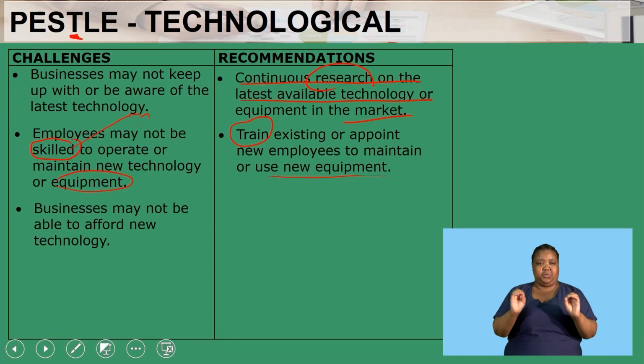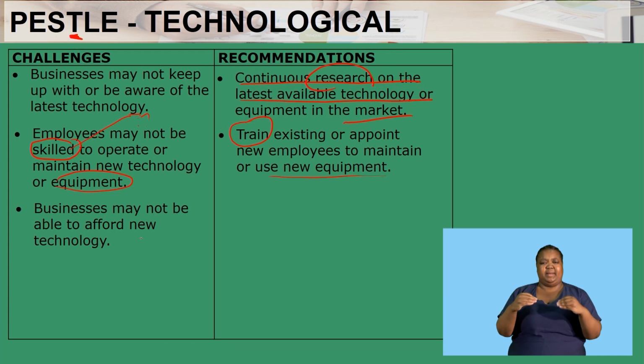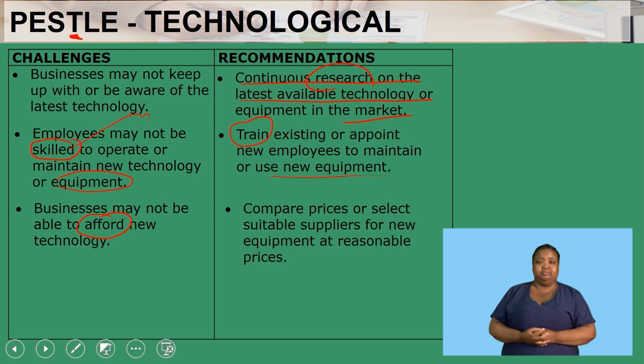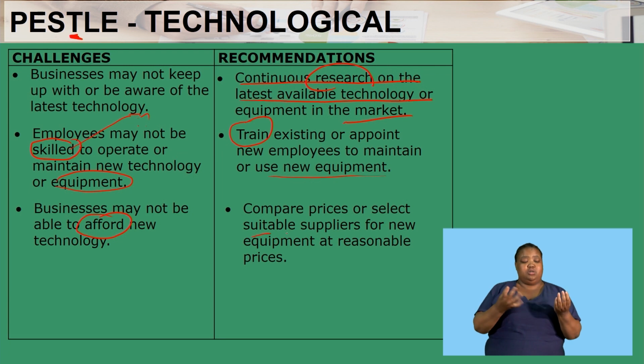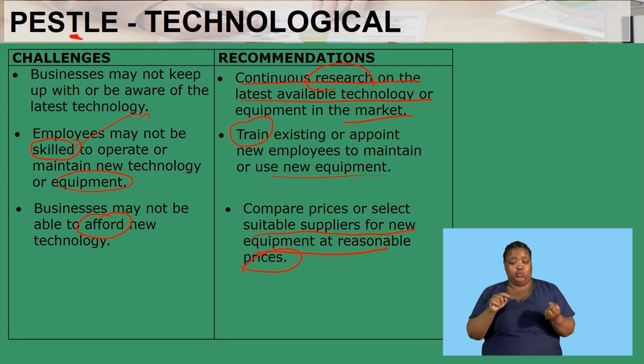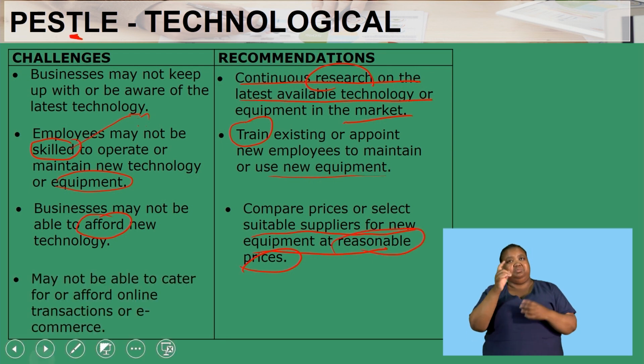Another technological challenge here: businesses may not be able to afford new technology, so affordability can become a problem. So what must we do, or what is the recommendation for that? Compare prices or select suitable suppliers for new equipment at reasonable prices. So we need to check who's going to give us a reasonable price.